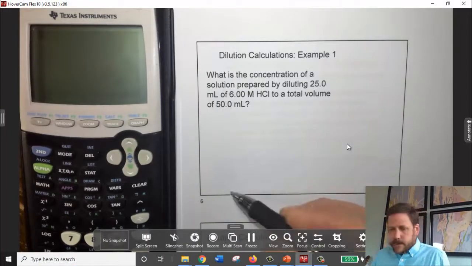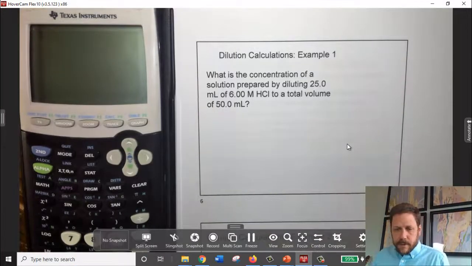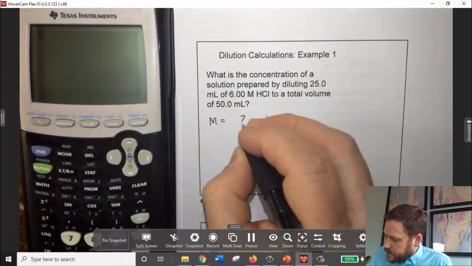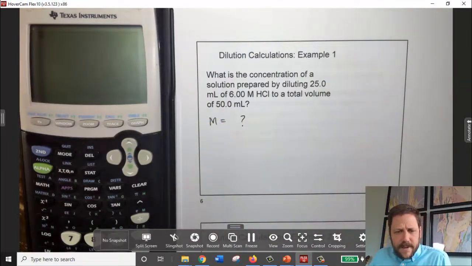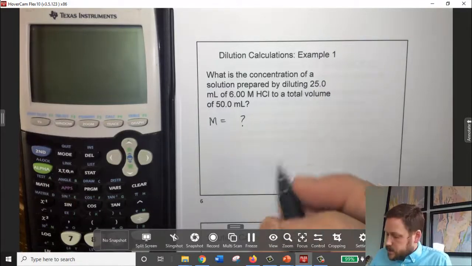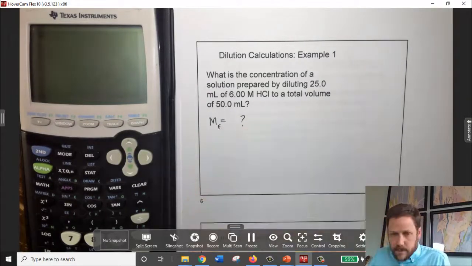We're going to make a shopping list of variables and write the formula we're going to use, like we learned before when we were doing Q equals m delta T C kind of problems. What is the concentration of a solution that's prepared by diluting 25 mLs of 6 molar acid to a total volume of 50 mLs? So it's asking for concentration, which means the molarity is what's unknown, but which molarity is unknown? Final or initial? The final concentration that results from this dilution is what we're solving for.